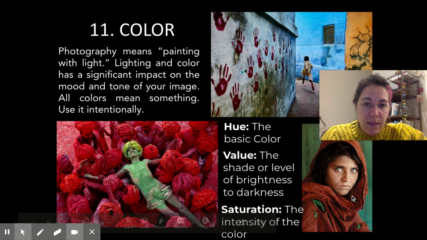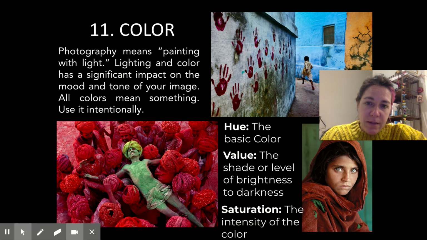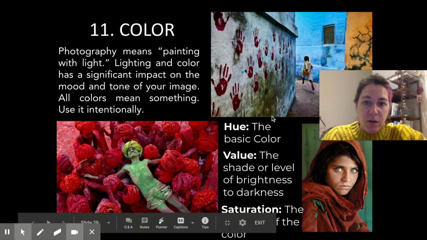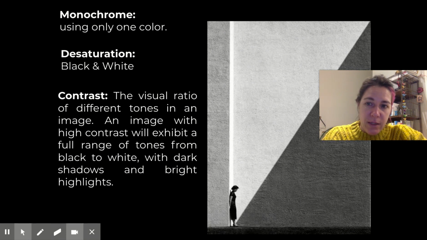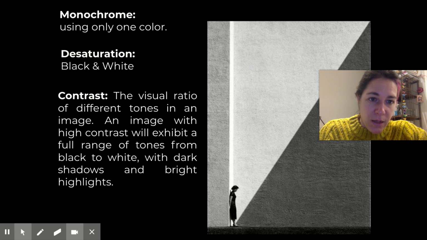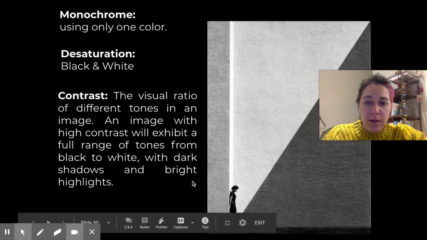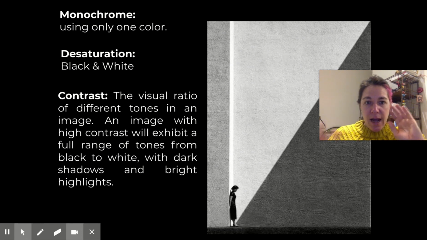And there's different terms when we're thinking about color. You can think about these colors as all really bright and saturated, meaning they're just really intense colors. But you can also do what's called black and white, or a desaturated image, or a monotone color, meaning one color. So this photo here, it's just black and white. It's her shadow, and it creates this high contrast between light and dark.